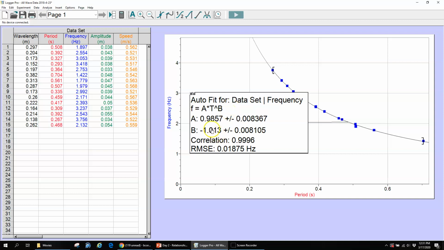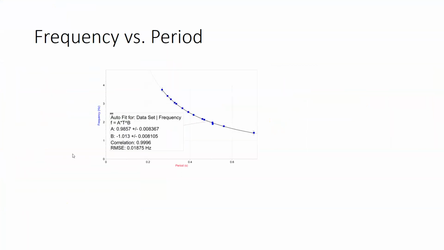Not to mention, the coefficient emerges as basically 1. What this is saying is f equals 1 times t to the -1, or f is the inverse of period. That's good news because that's the definition of period and frequency, or the relationship between them. And we would be surprised if it was otherwise, but it's actually this frequency and these periods were measured in 2 different ways, so it's nice to see that we get that relationship.